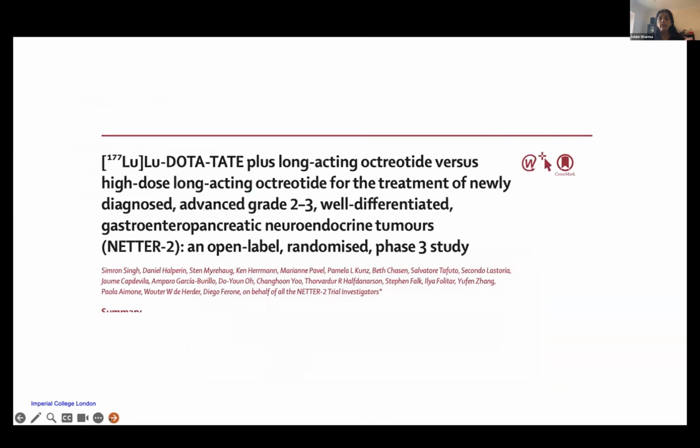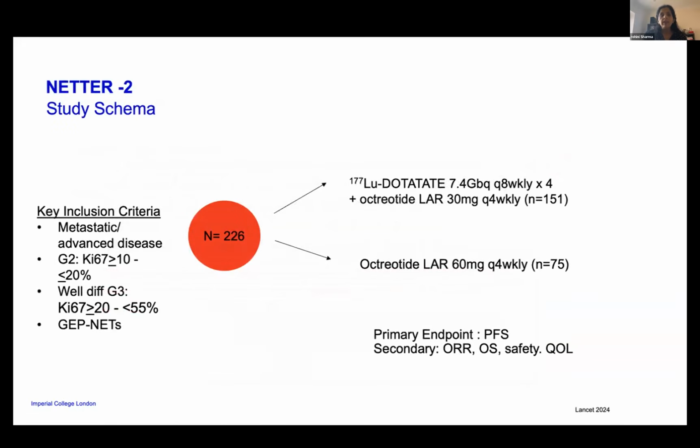So the new study that's just been published is the NET2 study, because the last study I showed you, NET1, was only in well-differentiated mid-gut tumors. So the study was repeated now in well-differentiated grade 2, grade 3 GEP-NET, so gastrointestinal pancreatic neuroendocrine tumors. Very similar study, lutetium dotatate plus octreotide. Actually, it's pretty much exactly the same. The only difference being grade 2 patients were included, as well as well-differentiated grade 3.